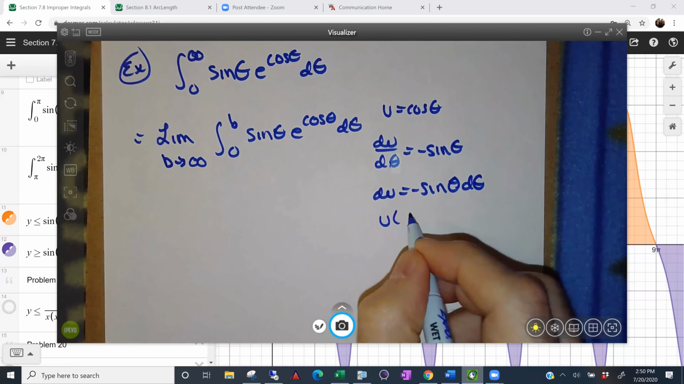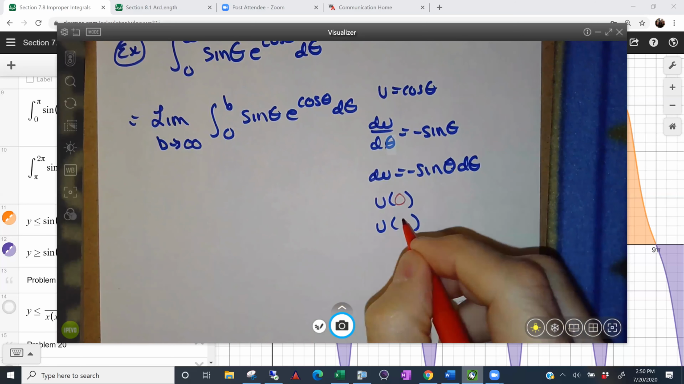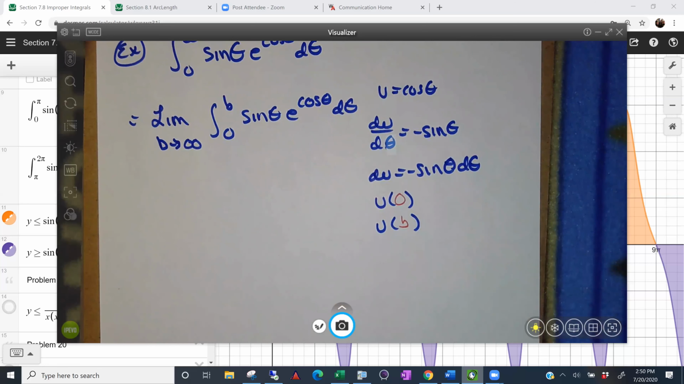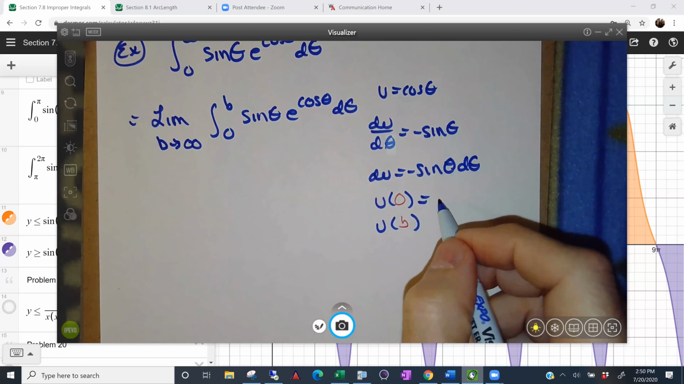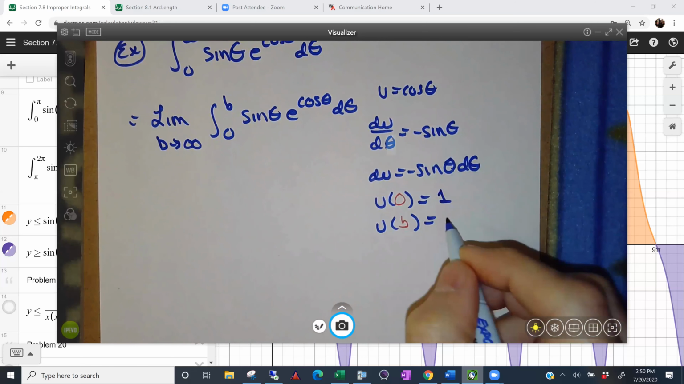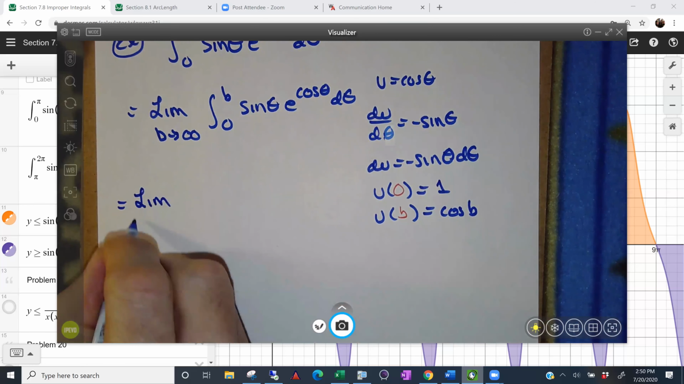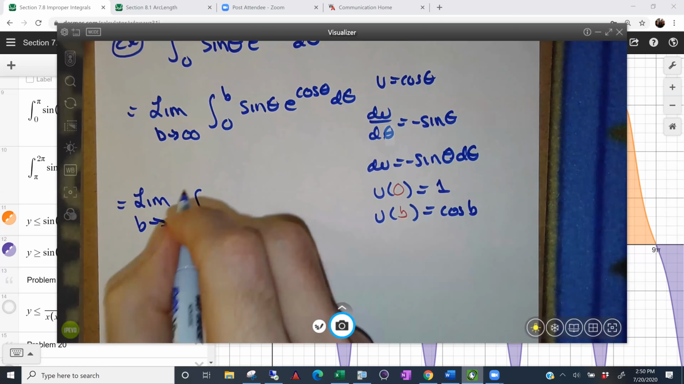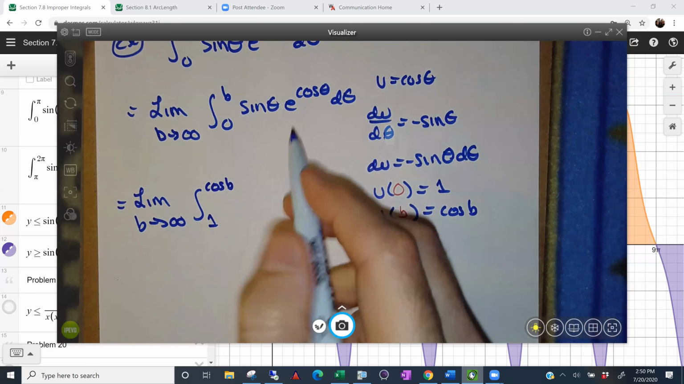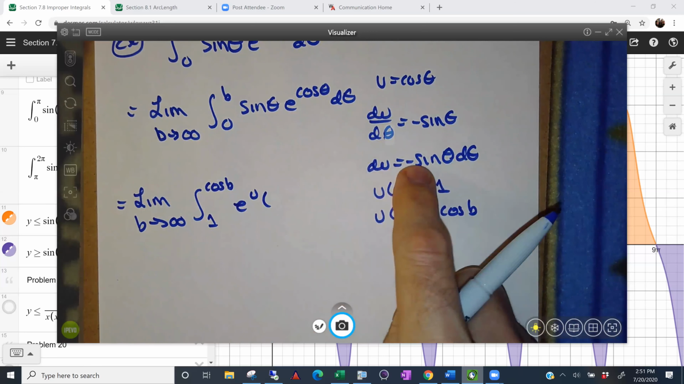Let's change our limits of integration. So I want u of 0 and u of b. It's going to be the cosine of 0. What's the cosine of 0? 1. Thank you. And then cosine of b. Let's plug all that in and get our new integral. It's going to be the limit as b approaches infinity of the integral from 1 to cosine of b of e to the u times minus du.